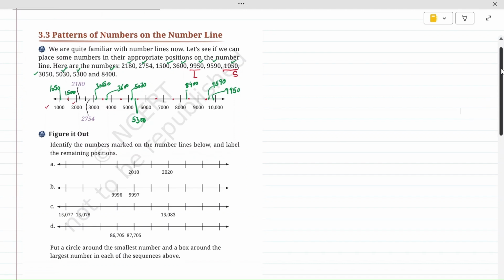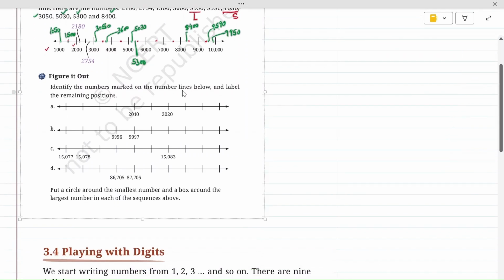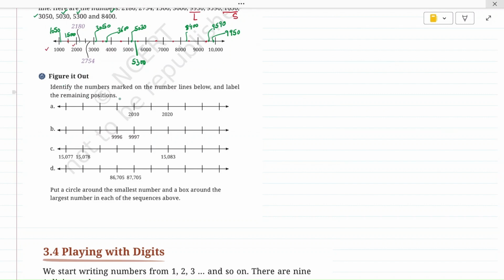Now we will start with the figure it out. That is the exercise of the number line here. So the question is: identify the numbers marked on the number lines below and label the remaining positions. So we have been given a number line and certain numbers are marked. Only two numbers are marked here, and the other marks as well as the intervals are also given to us. What we have to do is identify what are the numbers on this number line, on these marked points.